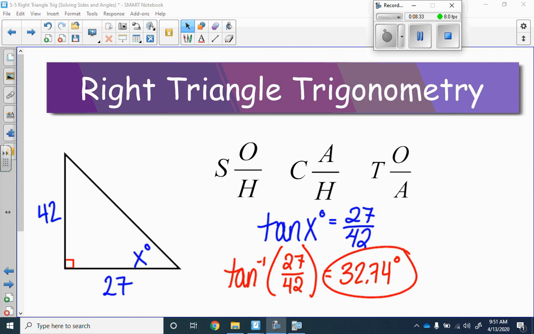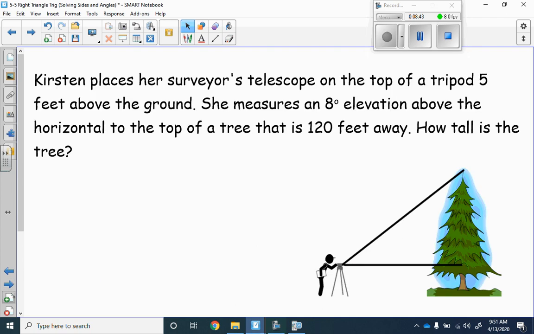The one thing that I want to quickly talk about is angle of elevation and angle of depression. It's where you put the angle, which is really important here. So it says, Kristen places her surveyor's telescope on the top of a tripod 5 feet above the ground. She measures an 8-degree elevation above the horizontal to the top of the tree that is 120 feet away. So this is an angle of elevation that's being used.